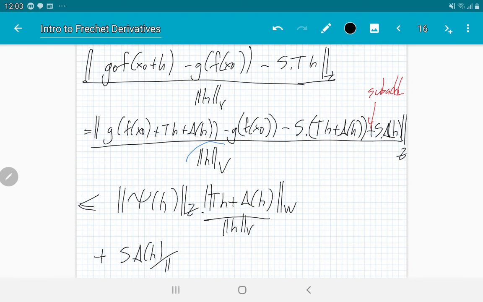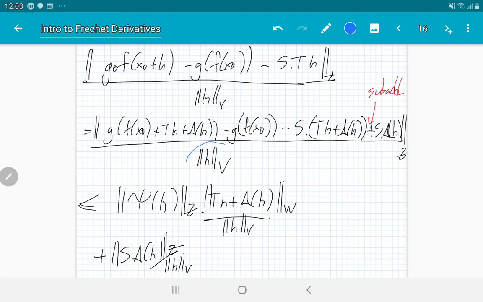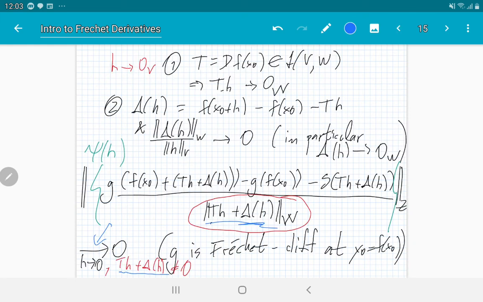And now I promise I'm almost done. Why am I almost done? We know that this psi of h goes to 0 when h goes to 0. That's what we proved before. There's this caveat that we needed to look at sequences of h's going to 0 such that T times h plus delta of h is not 0. But notice that this doesn't really matter too much here, because if T of h plus delta h is 0, then this whole expression is 0.